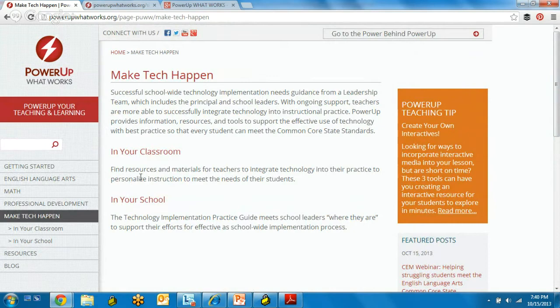Also, we're working to integrate our tech matrix, which is going to be available directly from PowerUp.